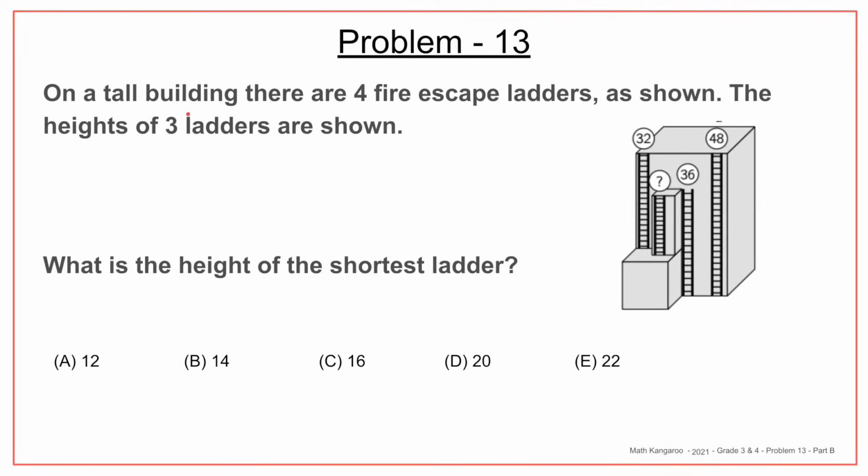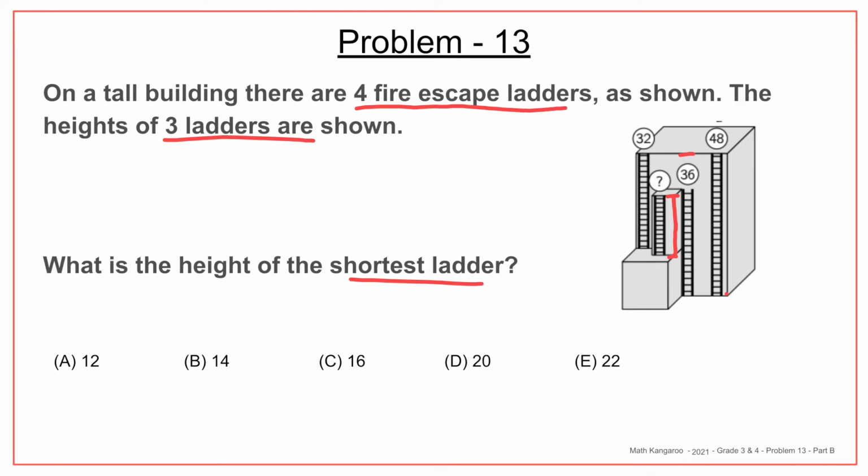Problem 13. On a tall building, there are 4 fire escape ladders as shown. The heights of 3 ladders are shown. What is the height of the shortest ladder? These are our options. So we have to find the height of this ladder. We know the height of this ladder is 48, 36 for this ladder.